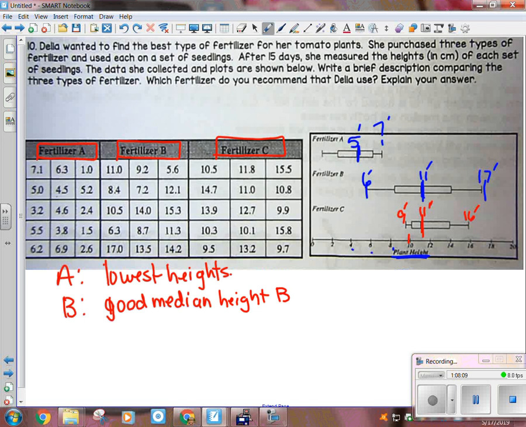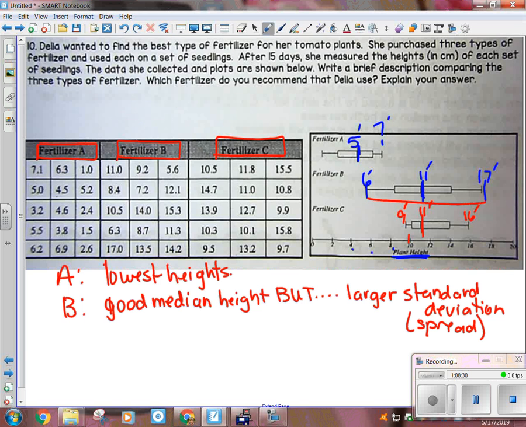But what do you notice about fertilizer B? You had a larger standard deviation. In other words, there was a lot of variation between the heights of them. There's a lot of spread to that data. From 6 feet to 17 feet, that's 11 feet. So you could have some really tall ones and some really short ones. The average might be 11, but do you want the short ones and the high ones? Or do you want one that's closer to 11?